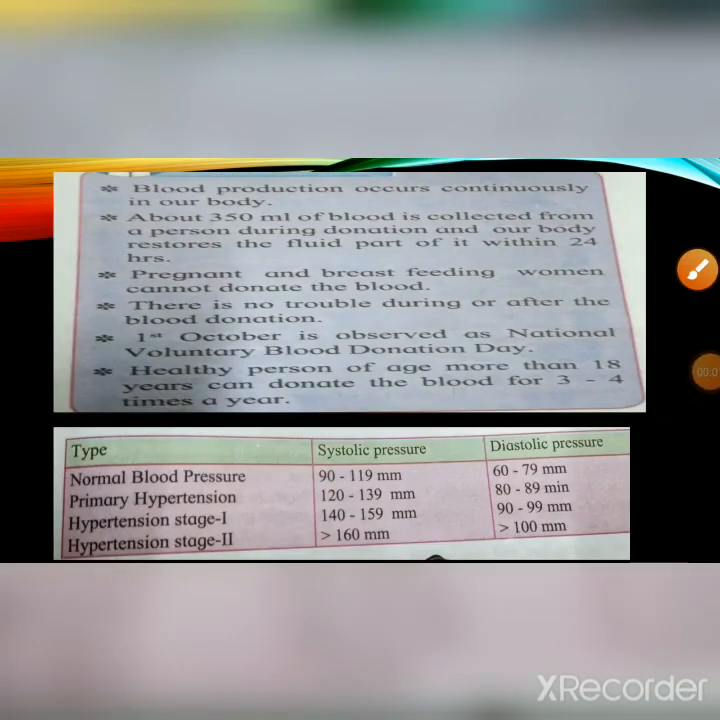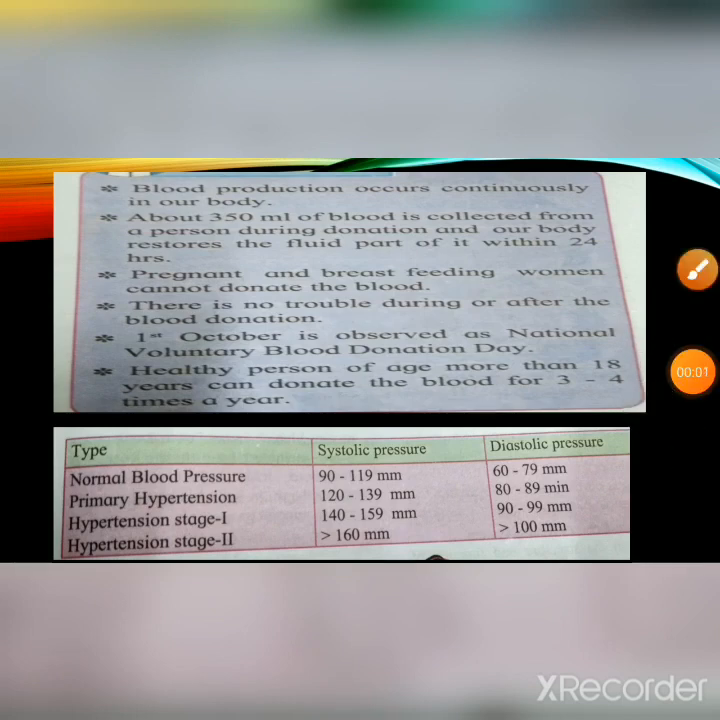Blood production occurs continuously in our body. About 350 ml of blood is collected from a person during donation and our body restores the fluid part of it within 24 hours. Pregnant and breastfeeding women cannot donate blood. There is no trouble during or after the blood donation. 1st October is observed as National Voluntary Blood Donation Day. A healthy person of age more than 18 years can donate blood 3 to 4 times a year.